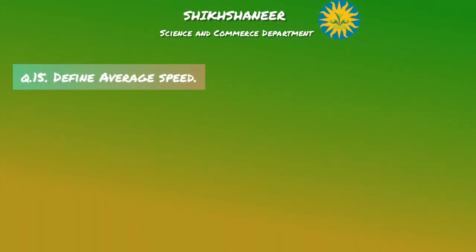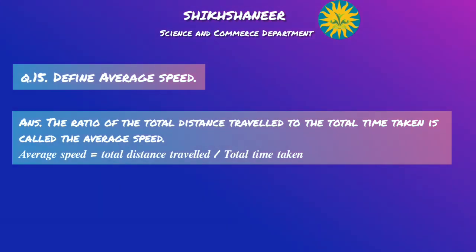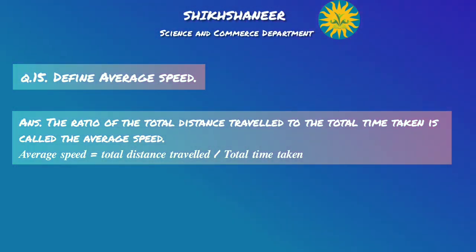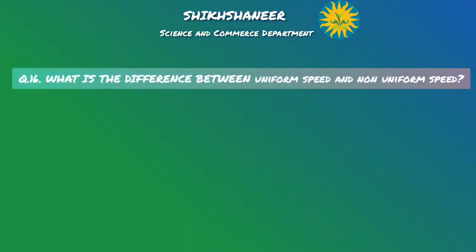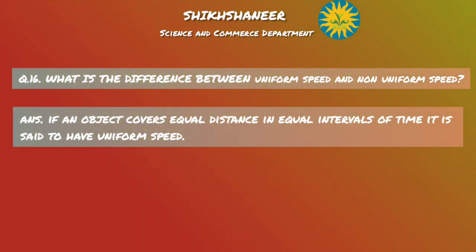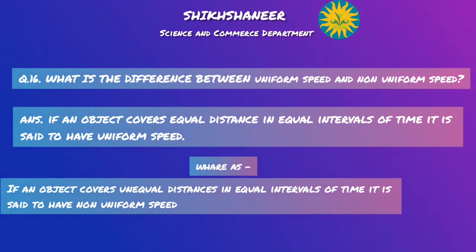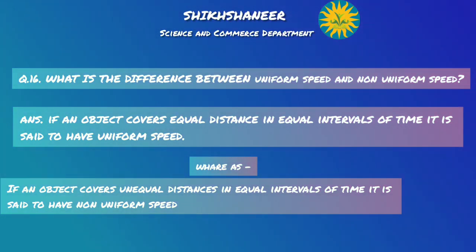Define average speed. The ratio of the total distance traveled to the total time taken is called the average speed. That is, we can say average speed equals total distance traveled divided by total time taken. What is the difference between uniform speed and non-uniform speed? If an object covers equal distances in equal intervals of time, it is said to have uniform speed. Whereas, if an object covers unequal distances in equal intervals of time, it is said to have non-uniform speed.